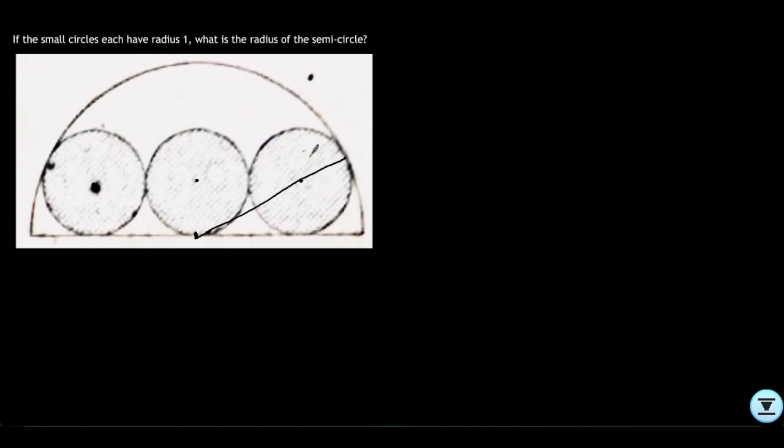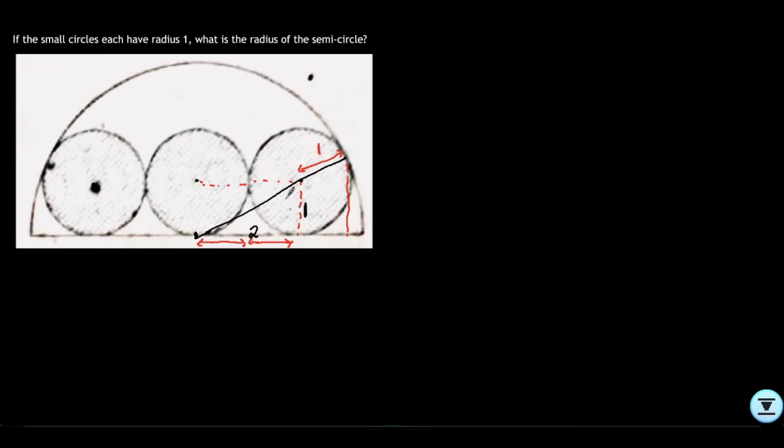So what I notice here is that this distance is 1. And I can put a little line down here to form some similar triangles. I also know that this distance is 1 and this distance is 1 because it corresponds to the radii of both of these two small circles. So the base of this is 2 and this is also 1.